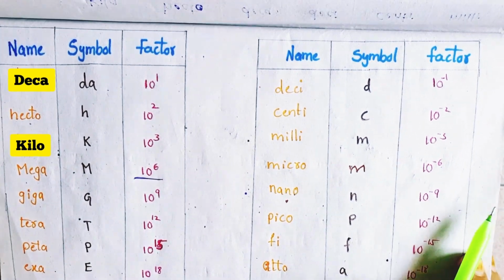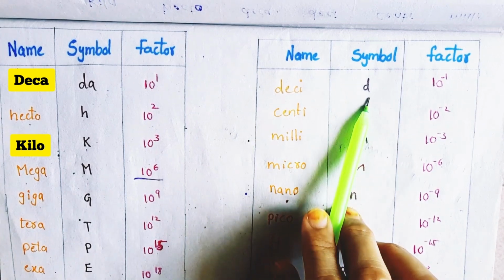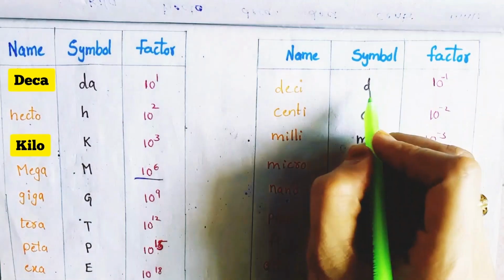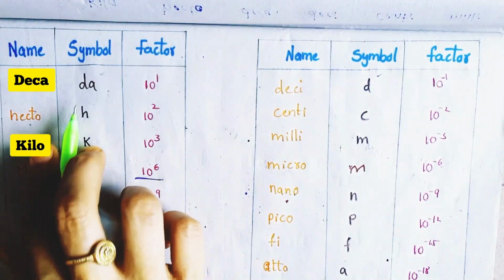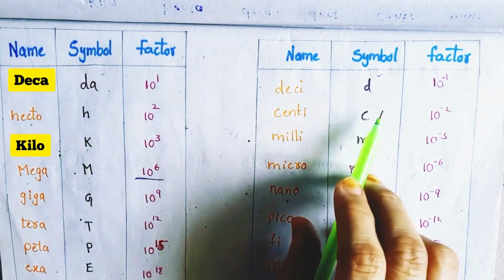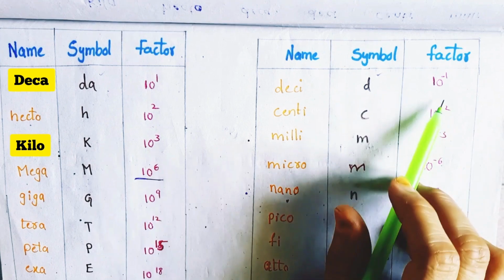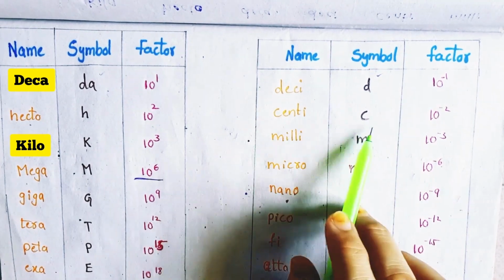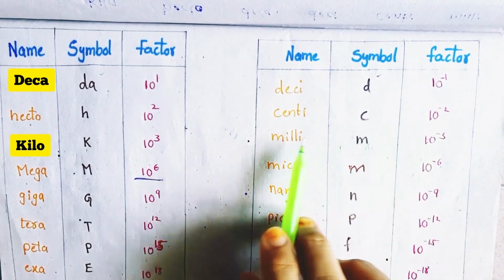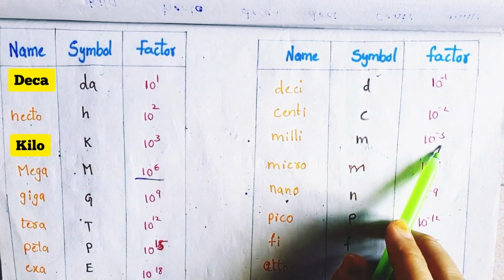And when coming to this table, have a look, deci, symbol D. Hey, don't get confused. Here single D, here DA. DA for deca and D for deci. Okay. Deci, symbol D, factor 10 power minus 1. Then centi, C, 10 power minus 2. Milli, M, 10 power minus 3.